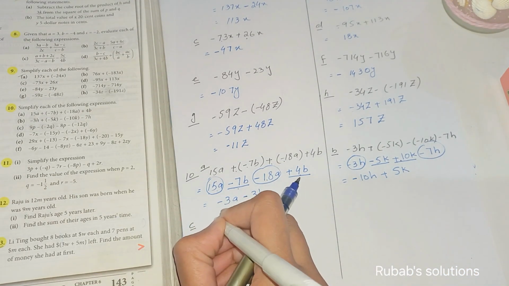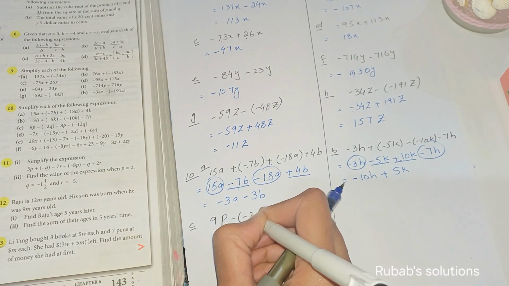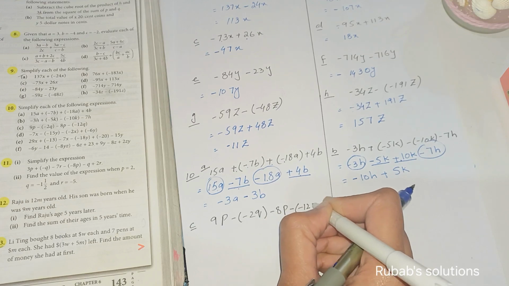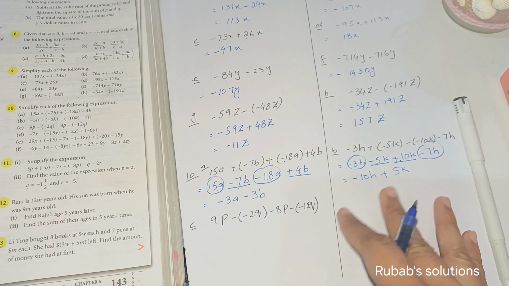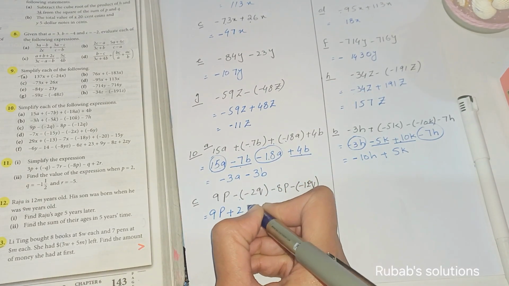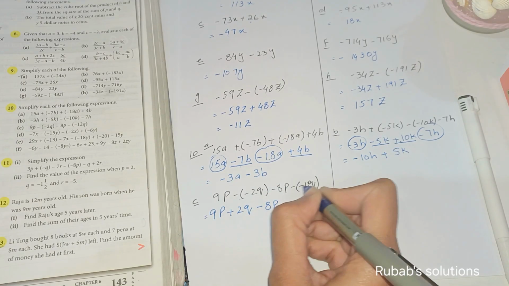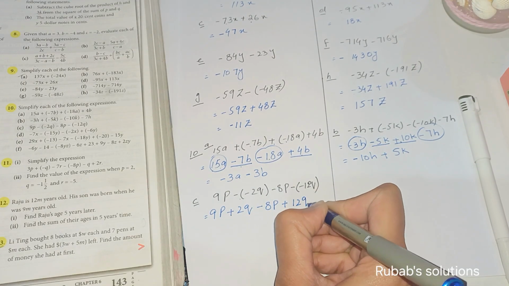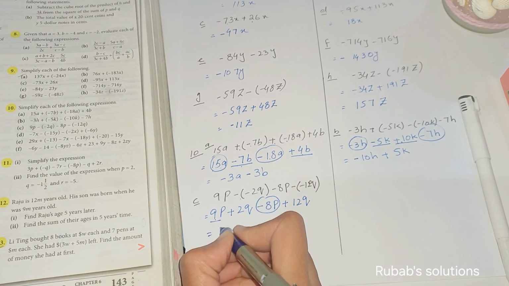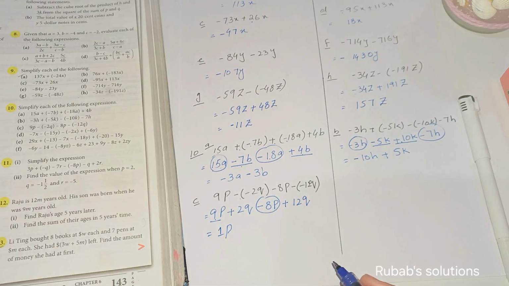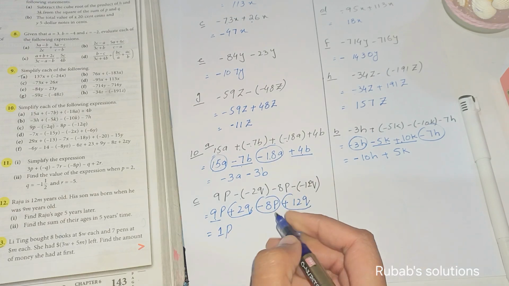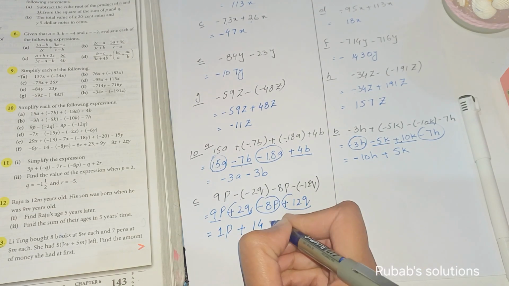Part C is 9p minus 2q minus 8p minus and minus 12q. So from here it will be, open the bracket, 9p minus plus 2q minus 8p minus plus 12q. So 9p, and from here it is minus 8p. So 9 minus 8, the answer is 1p. If you write 1, that is also fine. If you just write p, that is also acceptable. Plus 2q, and from here it is plus 12q. So plus and plus, obviously plus 14q.